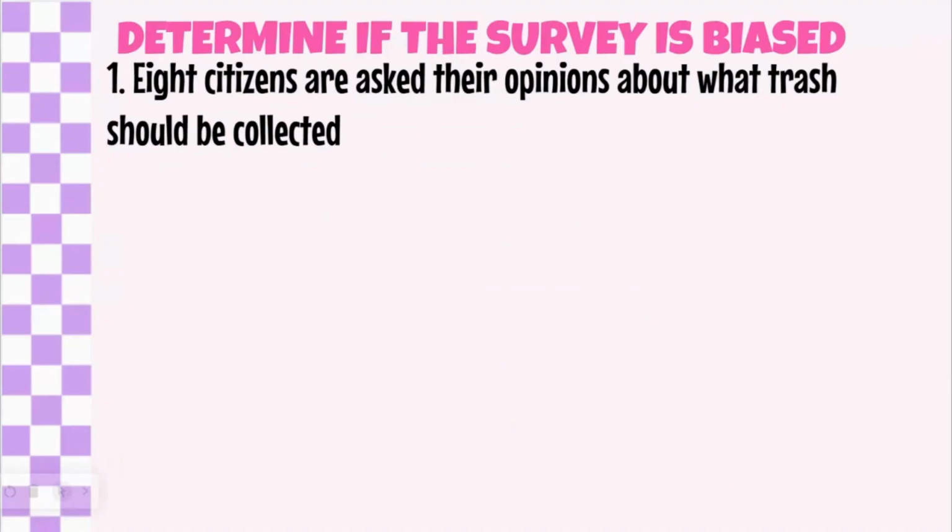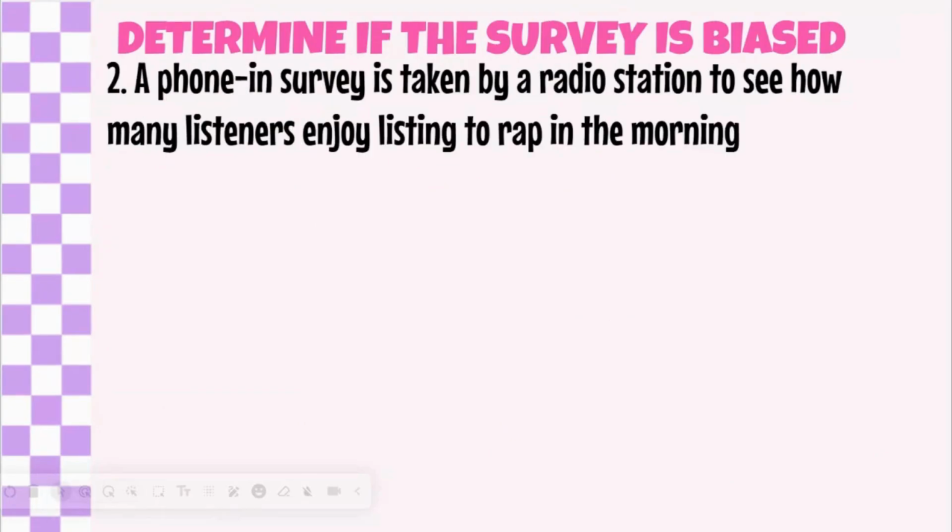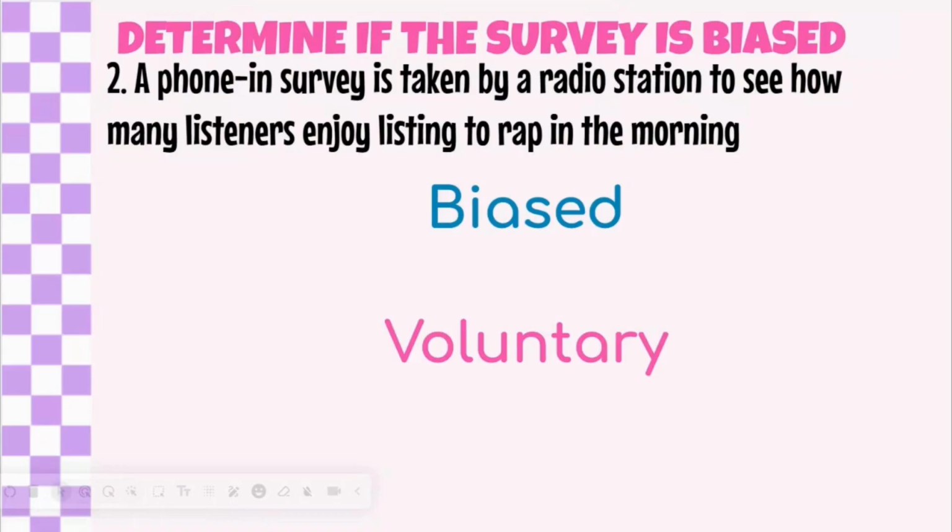Here's a few questions that you can test to see if you can spot if there is a biased way of sampling. Number one, it says 8 citizens are asked their opinions about what trash should be collected. This is going to be a biased sample. It's not a large enough sample. Number 2, it says a phone-in survey is taken by a radio station to see how many listeners enjoy listening to rap music. This is a biased sample. One, it is voluntary, and two, you're only asking people who listen to rap to call in to this specific radio station.